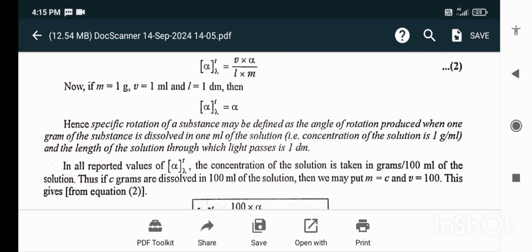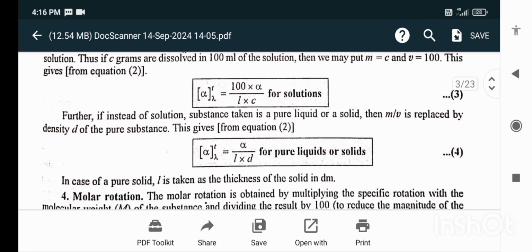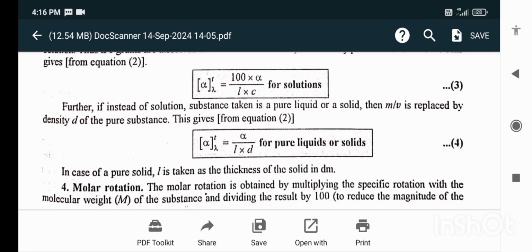If the concentration of the solution is reported in grams per 100 ml of the solution, that is, if C grams are dissolved in 100 ml of the solution, then we may put m is equal to C and V is equal to 100. Further, if instead of a solution the substance is taken as a pure liquid or solid, then m/V is replaced by the density d of the pure substance. In case of a pure solid, L is taken as the thickness of the solid in dm.